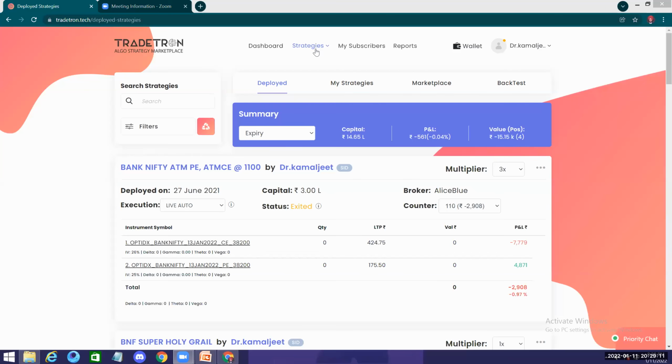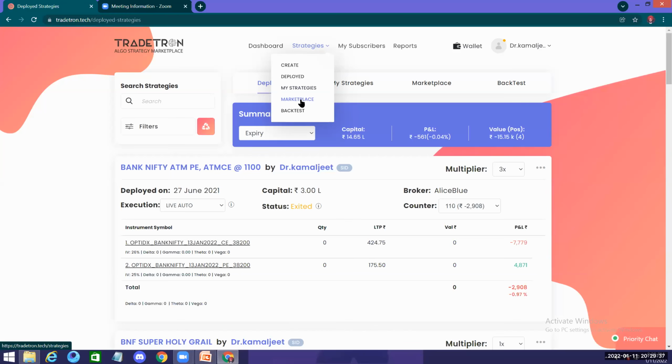So if you don't know coding, you can still do a lot of algo trading. You should always first do a paper trade and then try it on an actual trade. Now, what are the rules for it? I will just show you. Once you create an account and go to strategies, the second word, go down and click on marketplace.